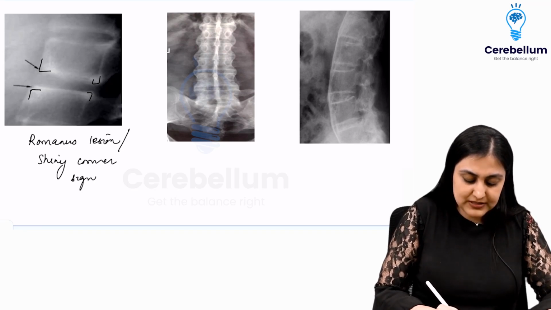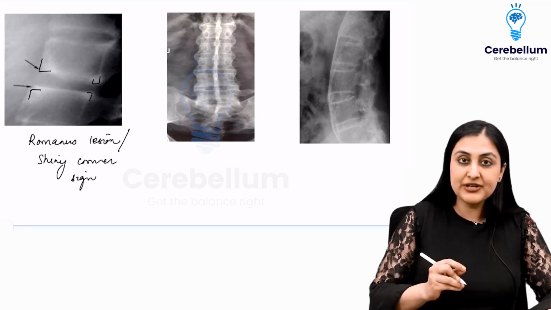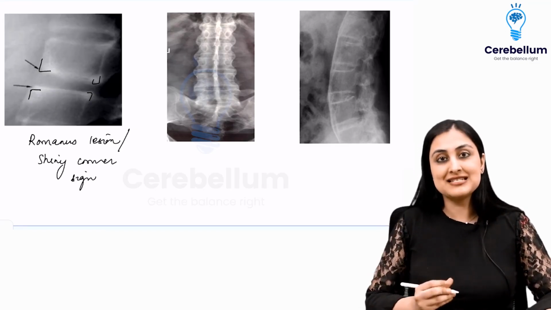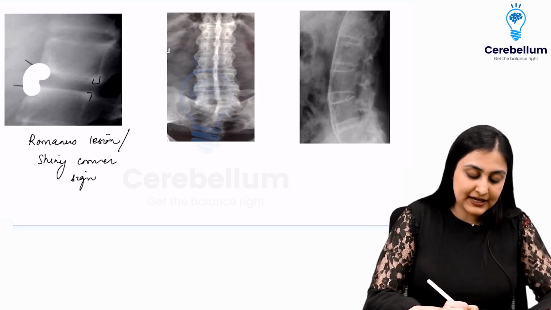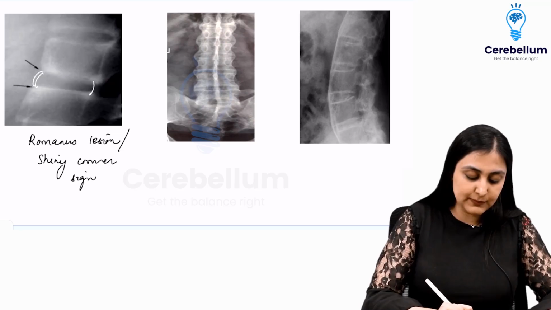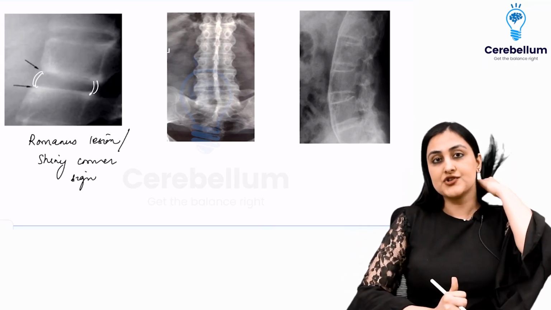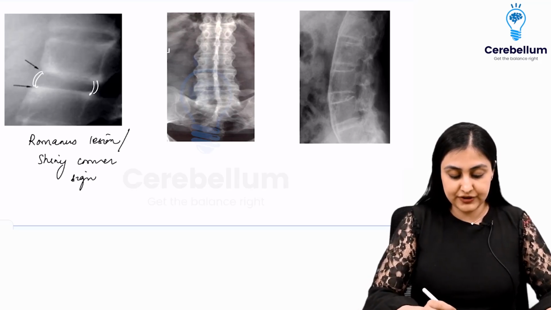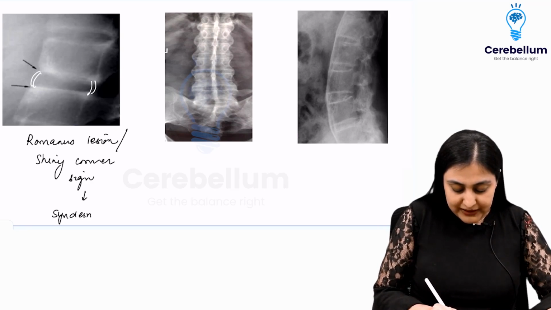So this is called Romanus lesion or shiny corner sign, which is basically the inflammation and irregularity at the bony end plates. This is how it all starts. After this inflammation is triggered, there are going to be reactive bony changes. Now there's going to be new bone formation, these vertical bony bars which connect the spine. These bony bars are called syndesmophytes. So after the inflammation, after the shiny corner, what we have is the syndesmophyte formation.